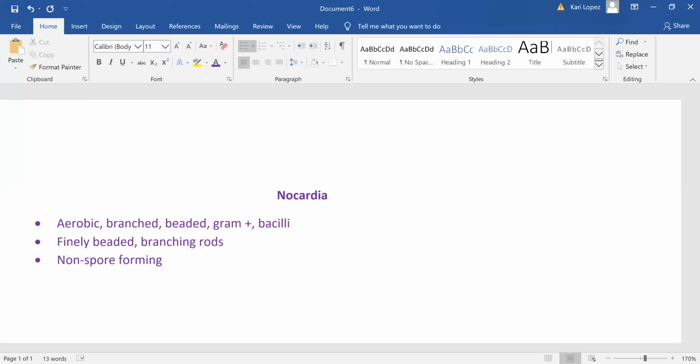What else do y'all see that's important? Partially acid fast. Yep, so they're able to retain the primary stain only when a weak acid is used as the decolorizer during the acid fast staining process. So that's shown in 16.14b. So partial acid fast.